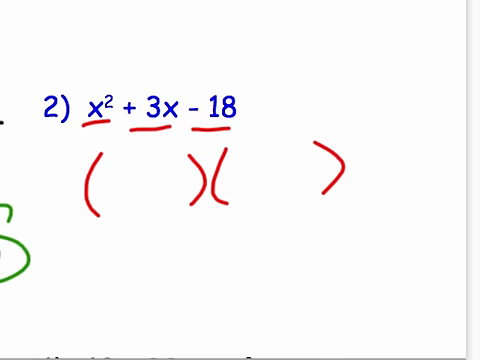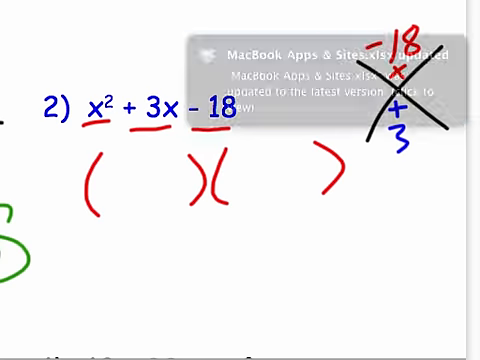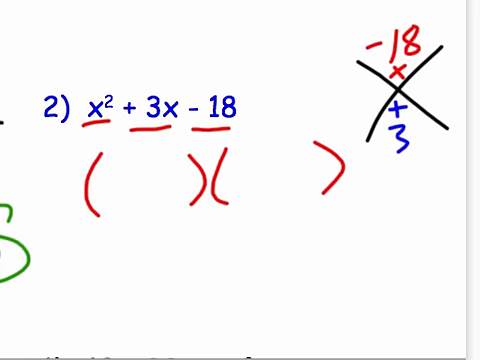I'm going to make my big X. I need factors of negative 18 that add up to a positive 3. Uh-oh. They're going to add up to a positive, but when I multiply, they get a negative. So that means one's going to be negative and one's going to be positive, and my positive should end up being bigger than my negative. So let's take a look at factors of negative 18 that add up to 3.